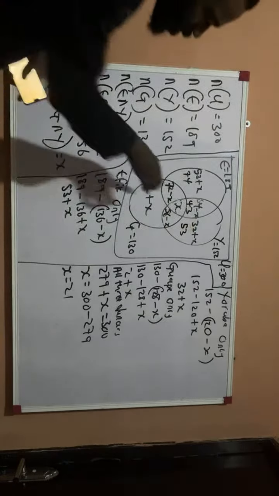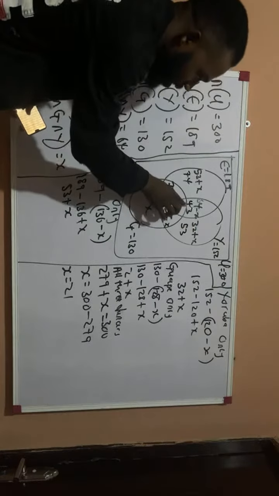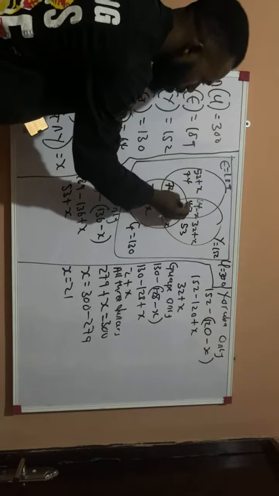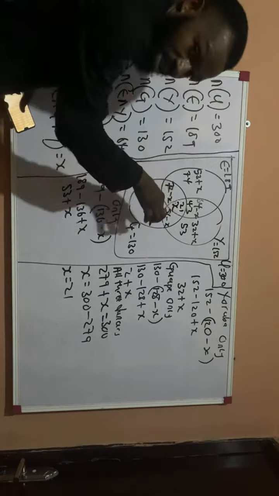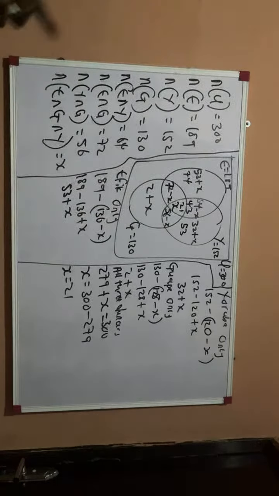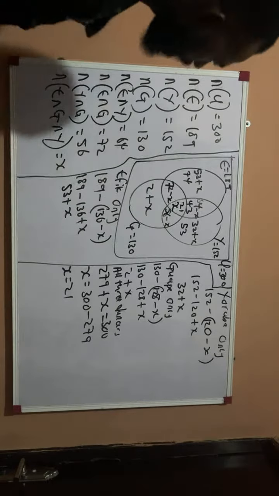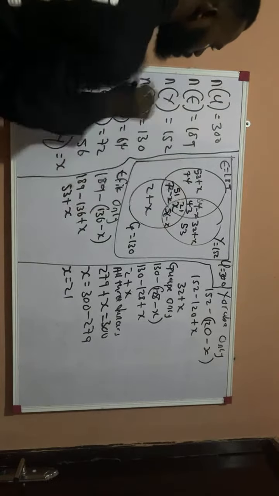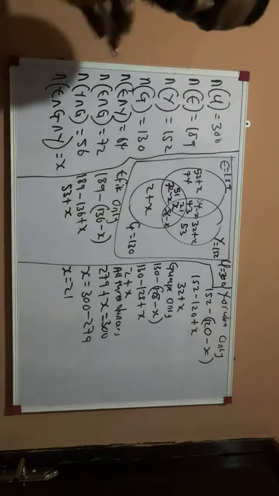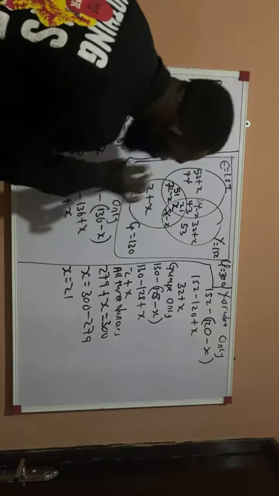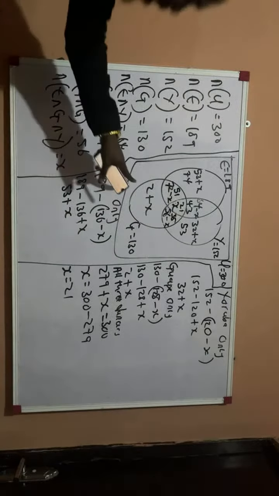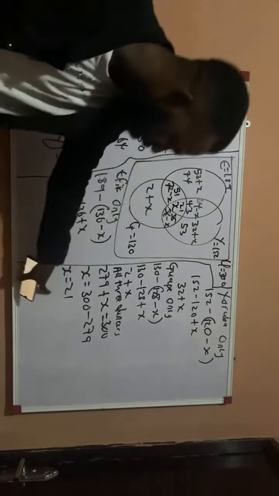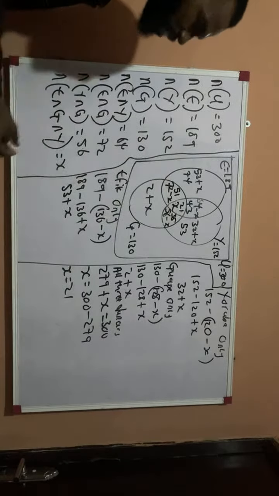Okay? Now, x already is 21. So this is 21. Okay? Now, this is 72 minus x. But x is 21. Now, 72 minus 21 will give us 51. Now, this is 56 minus x. Now, x is 21. 56 minus 21 will give us 35. Again, now this is 2 plus x. Now, x is 21. 2 plus 21 will give us 23.